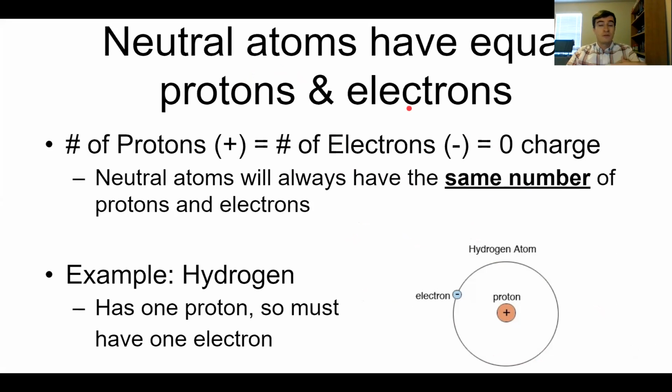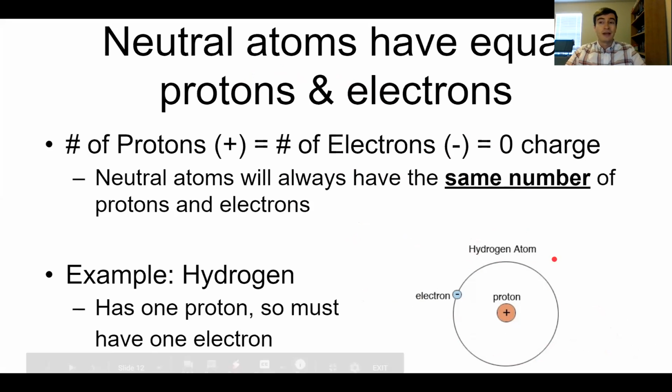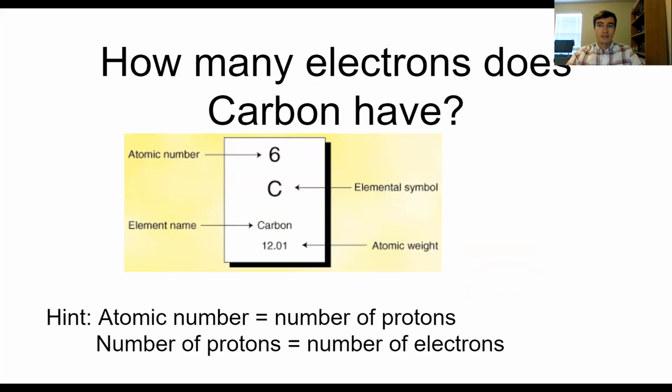All right, so let's look at a little bit more complex example than just hydrogen, because he's pretty simple and basic. Let's look at carbon instead. Carbon is a little bit more complex. He has an atomic number of 6, so a little bit more than hydrogen, who has just the 1.